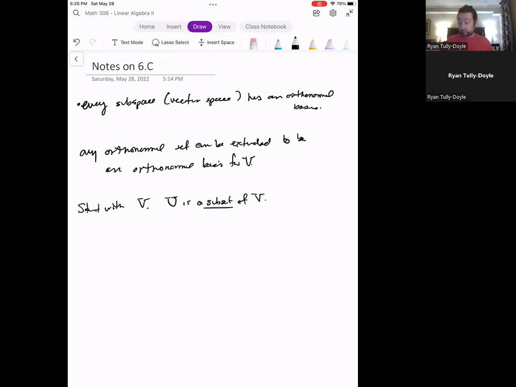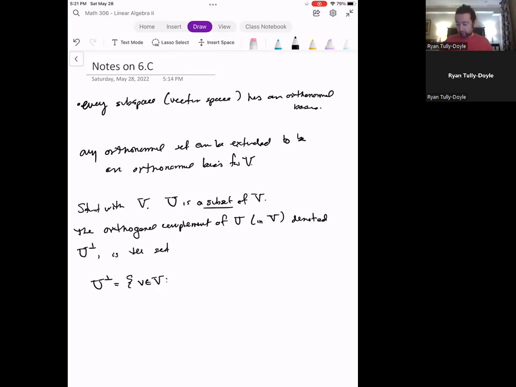Once we have that, we can define the orthogonal complement of U, sometimes people will say the orthogonal complement of U in V, which is denoted U with a little perpendicular sign up here to indicate that it's every vector that's orthogonal to U. It's the set U perp, or the orthogonal complement of U, which is equal to every vector v in V that has the property that the inner product of u with v is equal to 0 for all u in U.